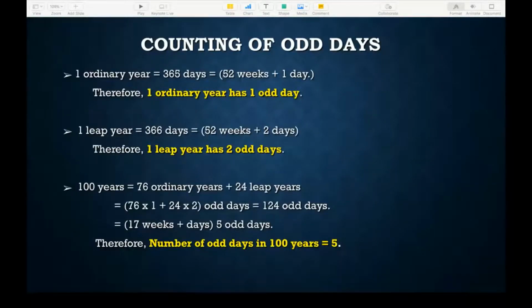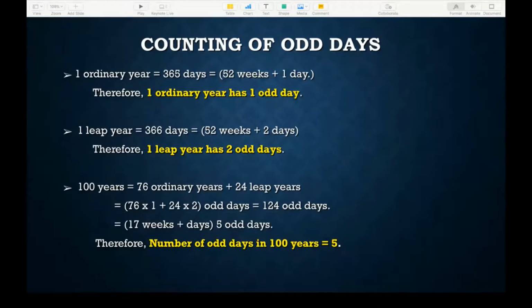If I ask you what is the number of odd days in an ordinary year, you know that an ordinary year has 365 days. Now 365 days is equal to 52 weeks plus 1 day. So one ordinary year will have one odd day, right? Similarly, one leap year has 366 days, which can be broken down into 52 complete weeks plus 2 extra days. So one leap year has 2 odd days, right?